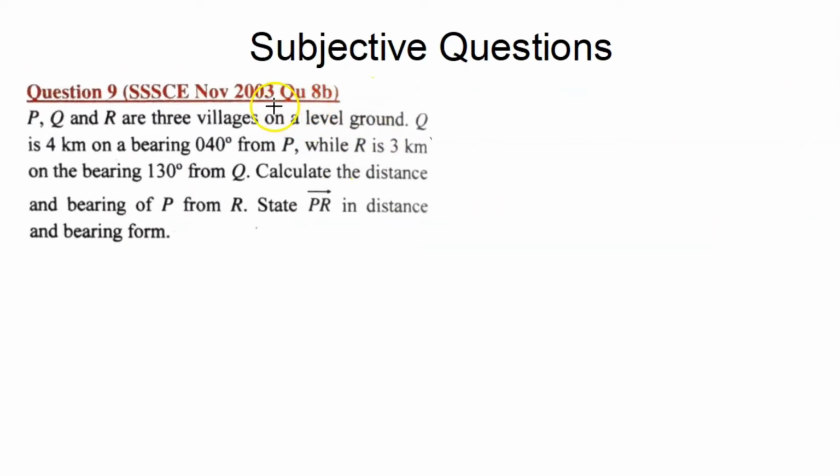The first question we are going to work on came in the year DEC 2012. It was question number 8B, and it reads: the points P, Q, and R are three villages on a level ground. Q is 4 kilometers on a bearing of 040 degrees from P, while R is 3 kilometers on a bearing of 130 degrees from Q. Calculate the distance and bearing of P from Q, and then state vector PR in distance and bearing.